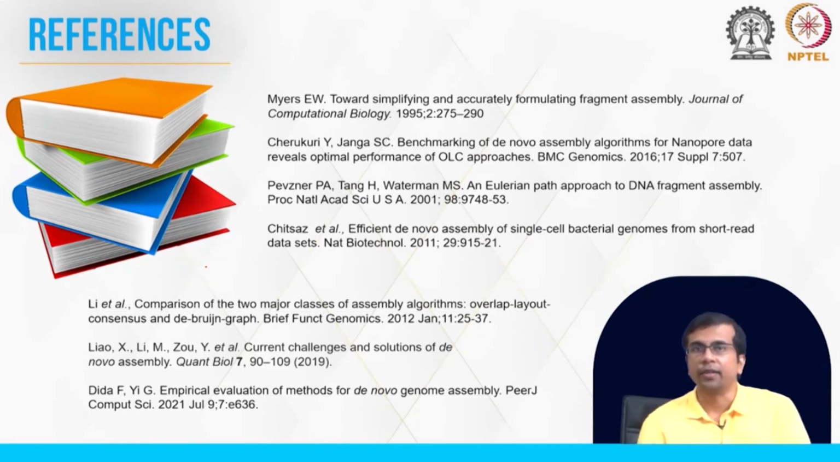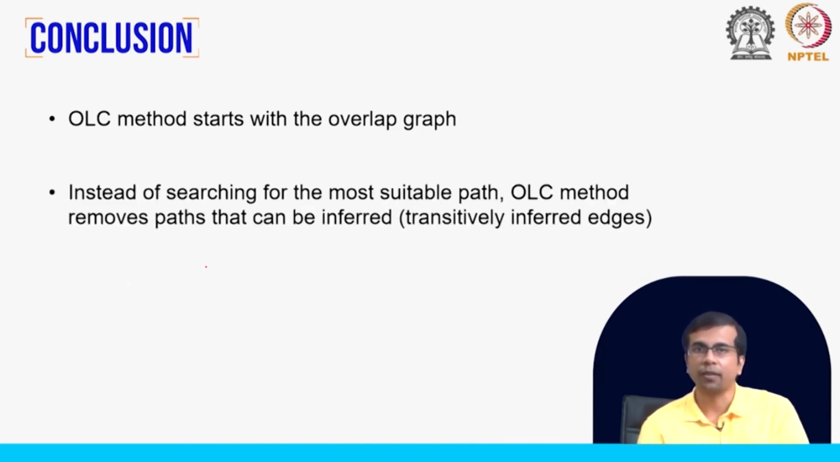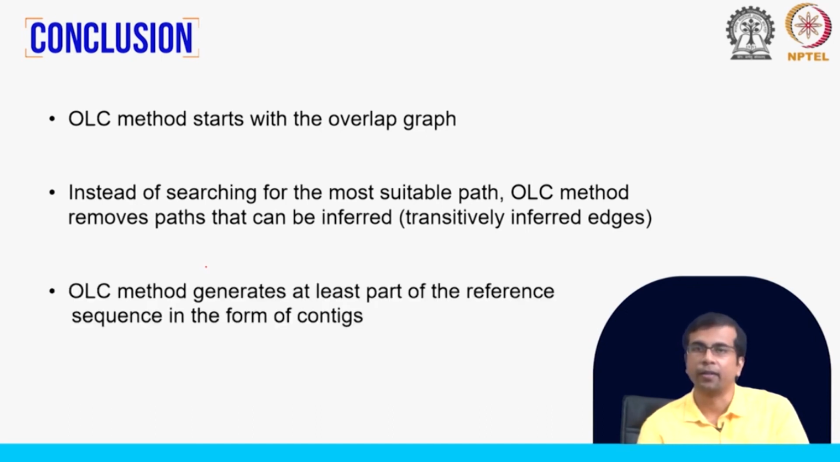Here are the references for this part. To summarize, the OLC method starts with the overlap graph, as we have seen. The novelty is the layout approach. Instead of searching for the most suitable path like SCS does, the OLC method removes edges from the overlap graph that can be inferred from other connections, and in that way it simplifies the process of finding the reference sequence. If you have repeats, the OLC method will at least resolve certain parts in the form of contigs, and it will indicate where the repeats might be present.